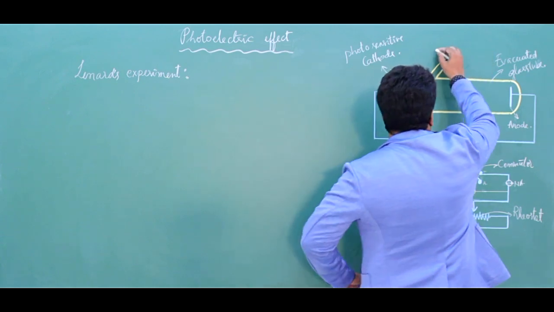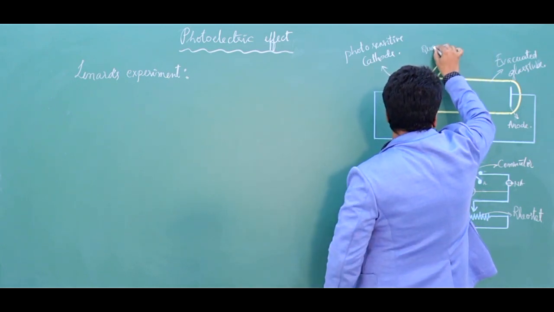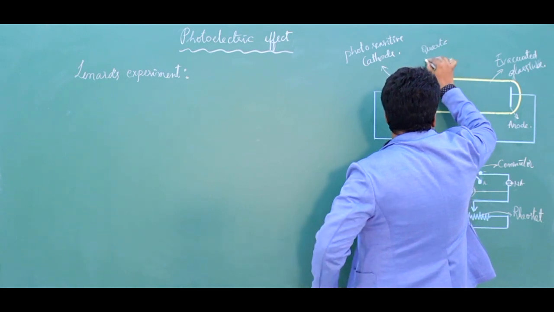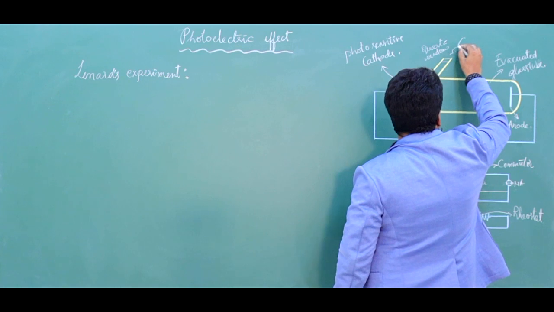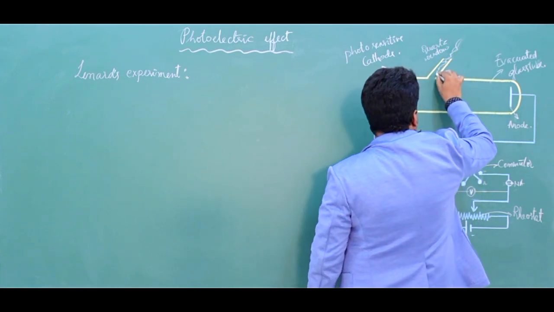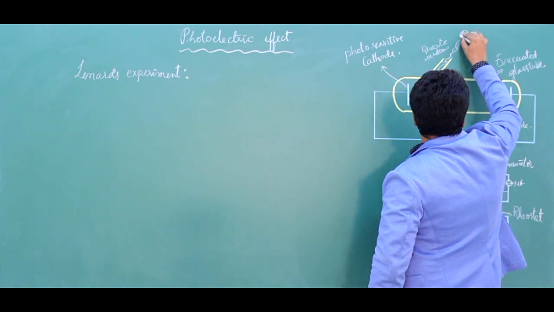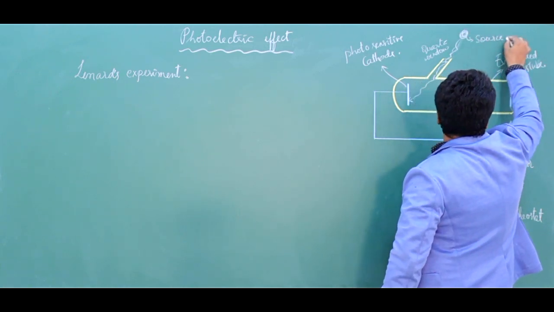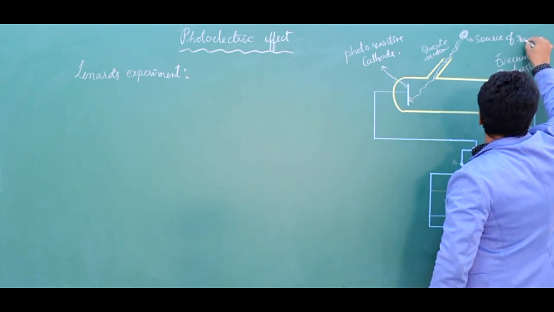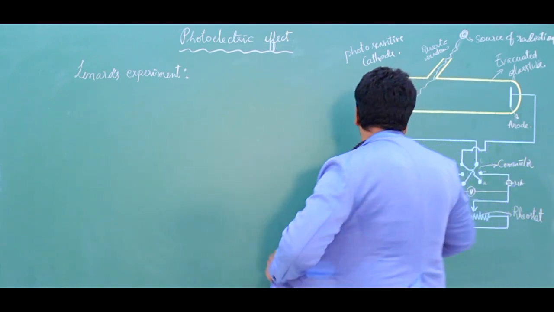Now, this is the window, okay? Quartz window, through which radiation will fall on the emitter plate. So this is the source of radiation.